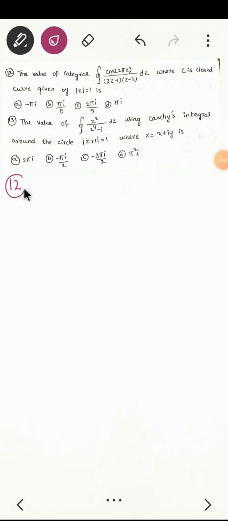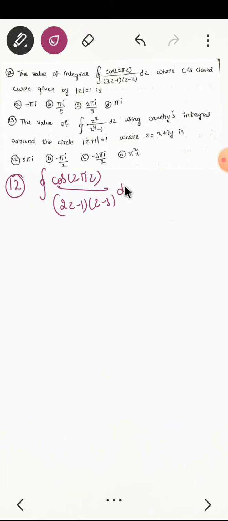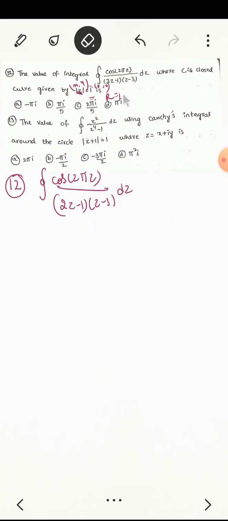Next, problem number 12. The value of the integral they have given: integral cos 2 pi z by (2z minus 1)(z minus 3) dz. Then the contour they have given. By seeing this contour I can tell x comma y is 0 comma 0 and the radius is 1.